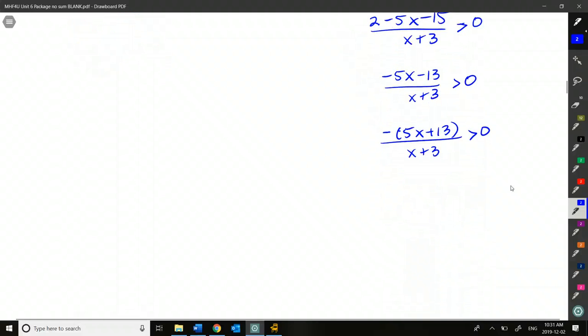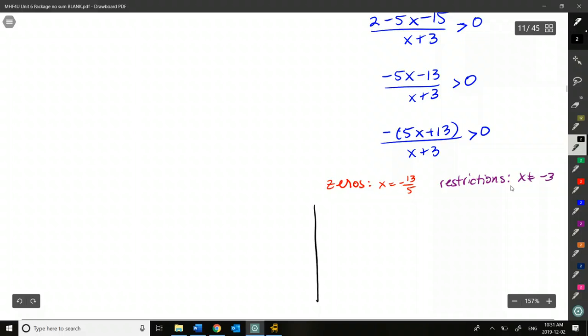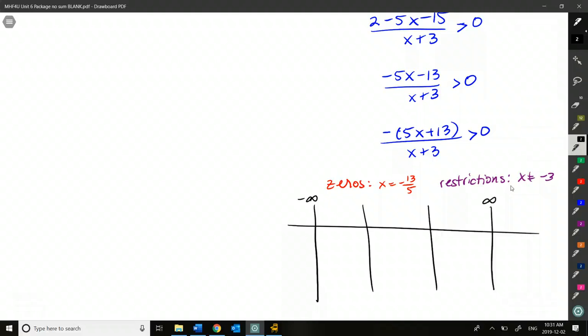I also want to just make a little note for you guys here. When you set up your zeros, which in this case would be x equals negative 13 over 5, and your restrictions in your sign chart, okay, in this case our restriction is x cannot equal 3. I'm not going to finish this whole question because I think we've already done examples of this before. But each part of the function here needs to be in my chart at the end.